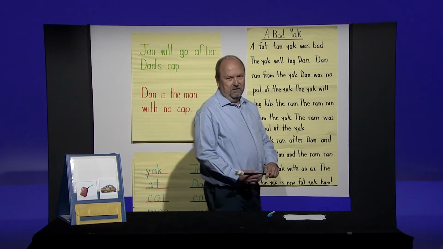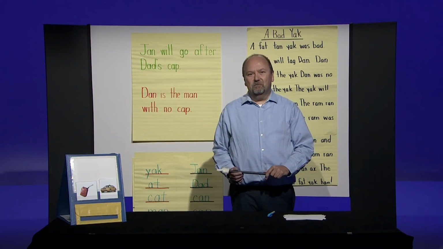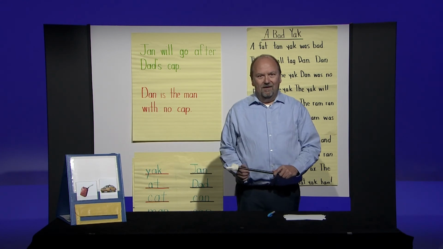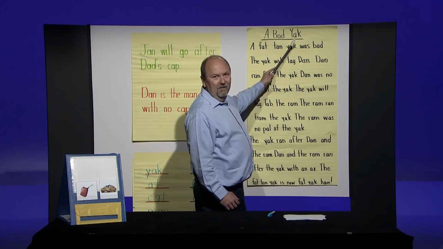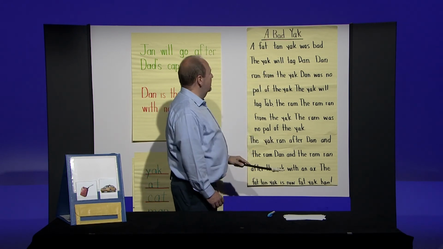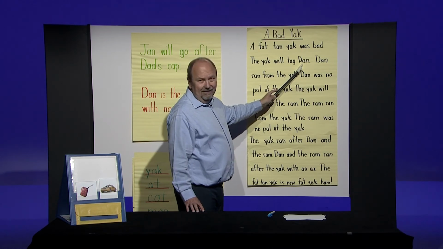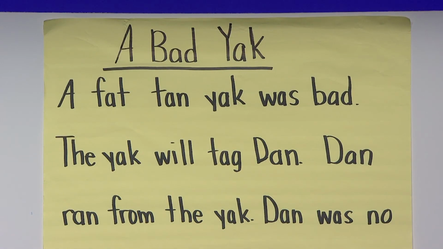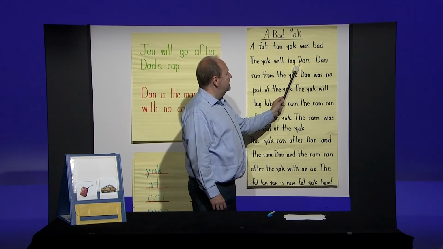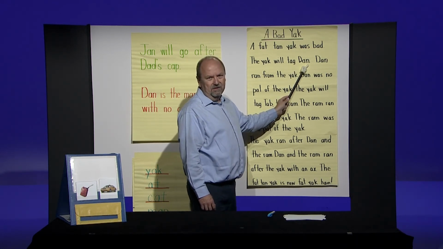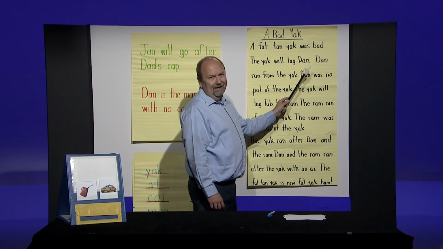Very good, boys and girls. I know you were very successful today in reading our story. Did you get the word yak? What about the word Dan? Why was Dan a short A word? Very good. It has a consonant before it and a consonant afterwards. That is our CVC word. So this word is Dan.